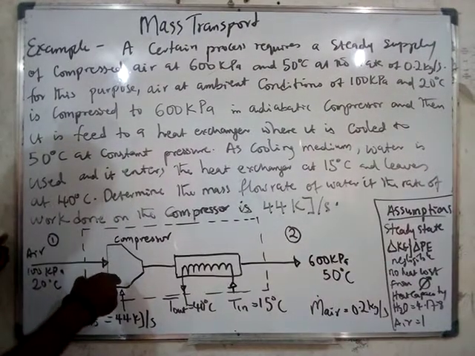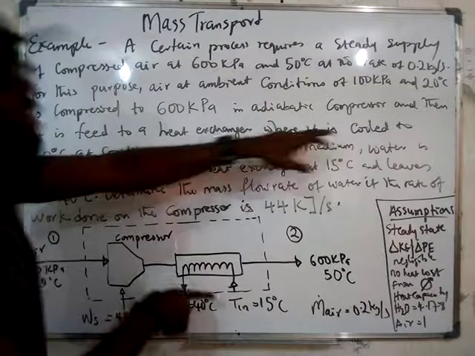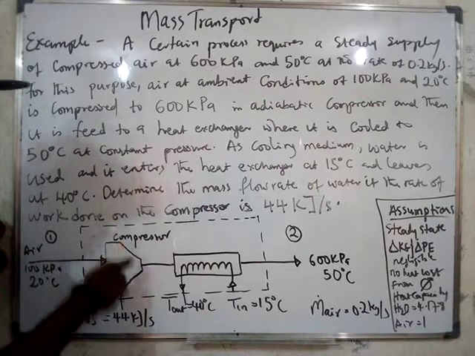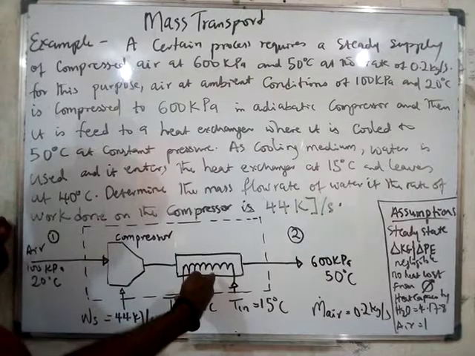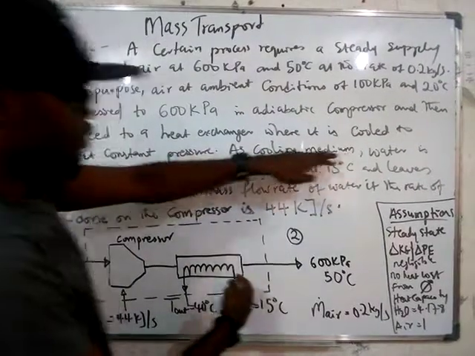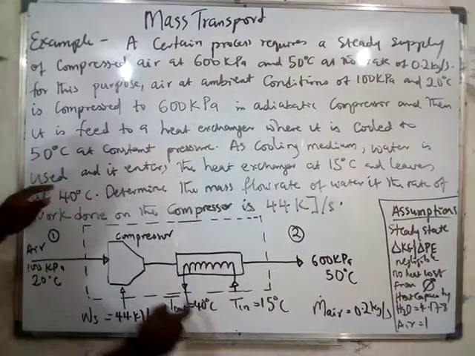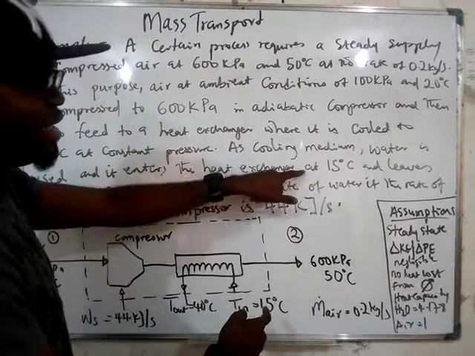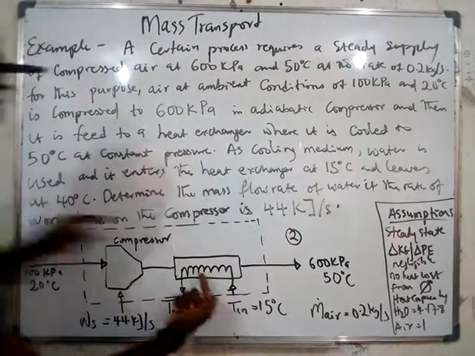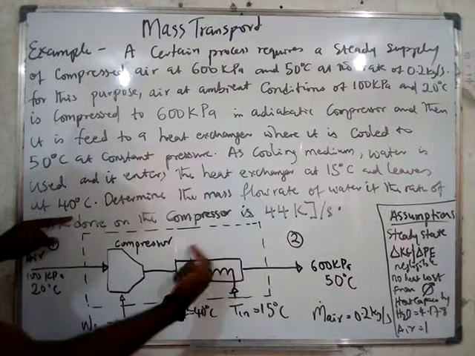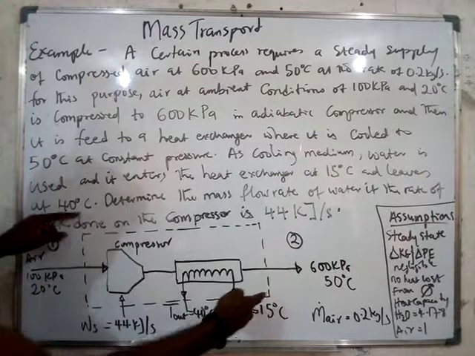So this is a compressor. After passing it here, you now feed it into a heat exchanger where it is cooled. When you compress, the temperature is high, so you need to cool it down. To help cool this air, you pass water as cooling medium. Water enters the heat exchanger at 15 degrees Celsius and leaves at 40. You pass in at 15, leaving at 40. That means it has collected some heat from this air so that it can be at a good temperature.